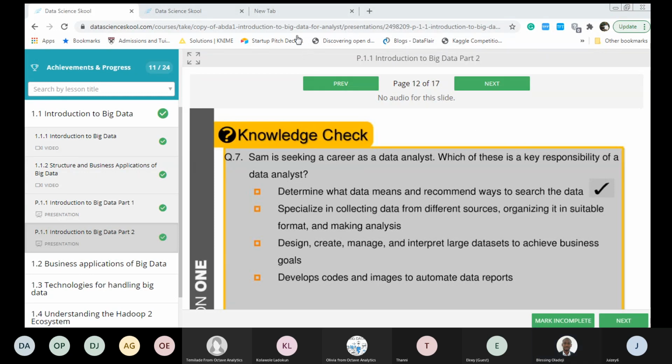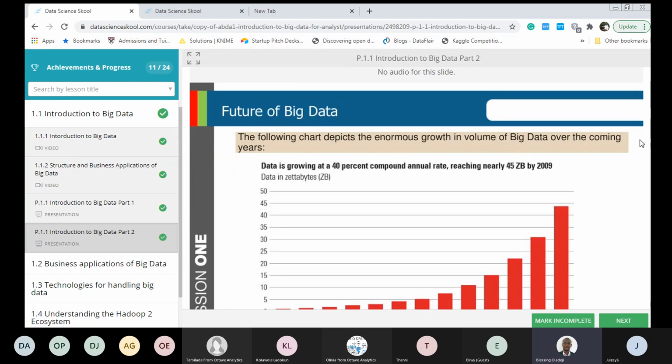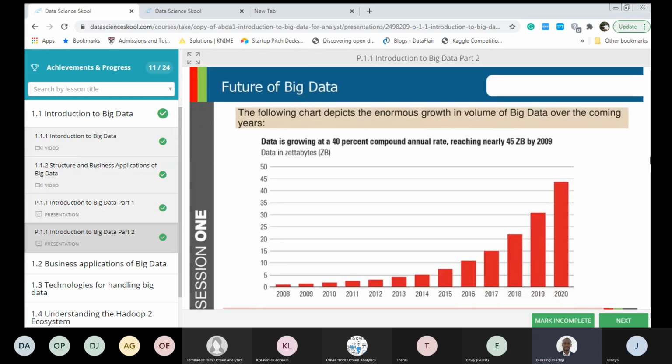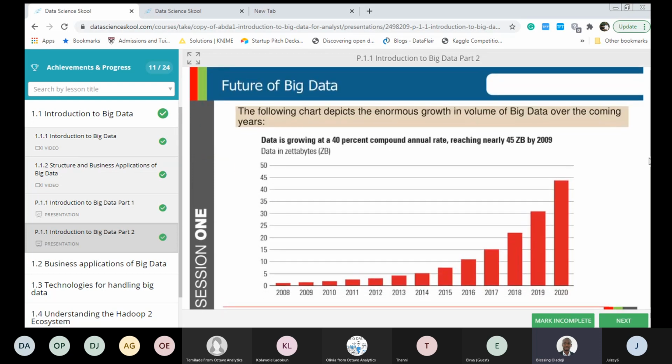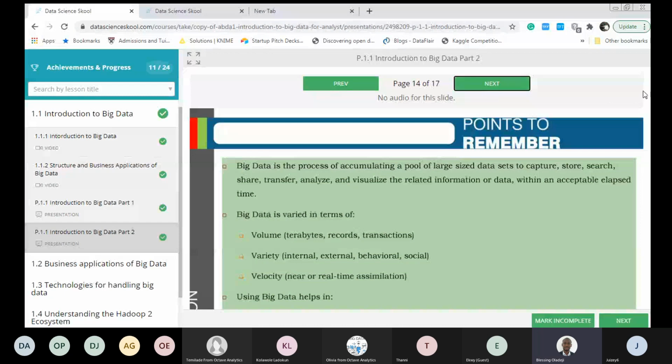Okay, so let's move on. Future of big data. Big data is always going to be in vogue for the next 5 years, for the next 10 years. I can assure you, with the new types of technologies and trends coming up, that big data is always going to be in vogue.